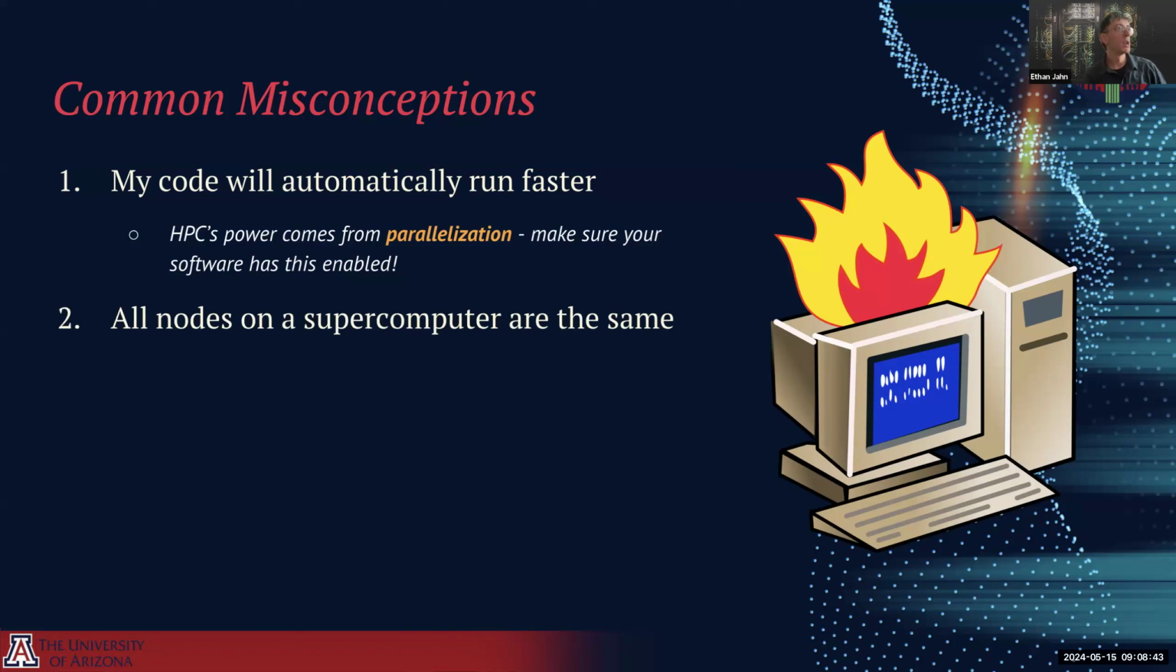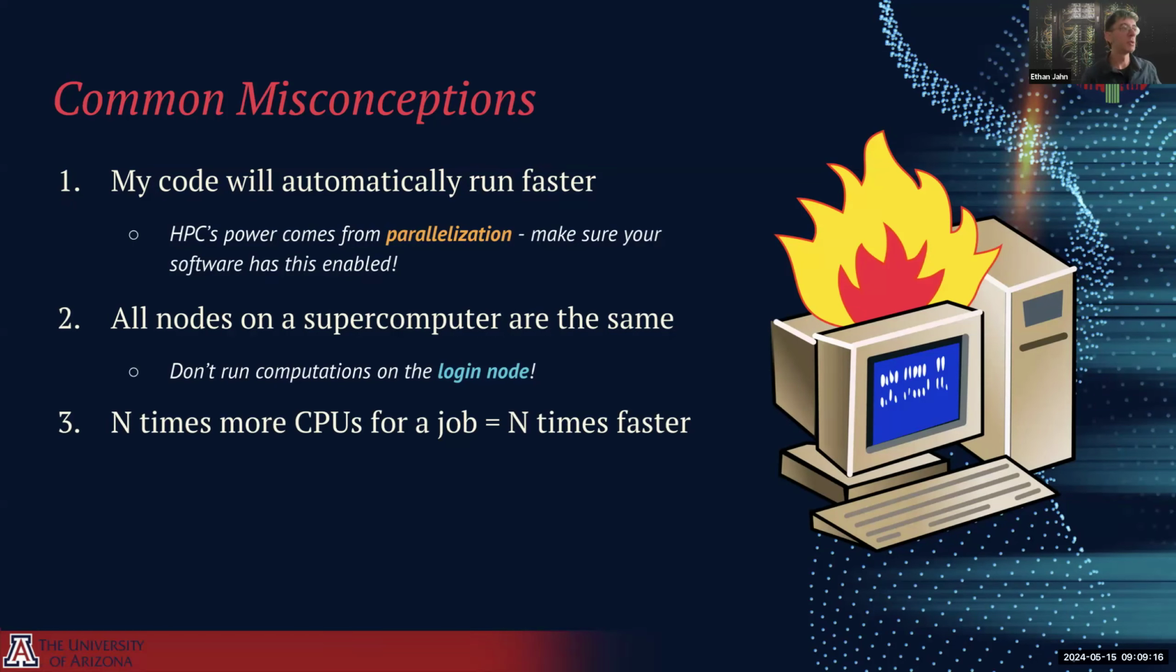Another common misconception is that all nodes on the supercomputer are the same. So for example, you might say, okay, well, I logged onto the HPC. That means I'm on the supercomputer. That means I can run anything I want to right here on the login node. And we'll cover this in detail later. But for now, don't run computations on the login node. The login node is just a sort of standby area where you can manage your files, but it's not something that's actually intended for large computations. So it's important to be aware of that.